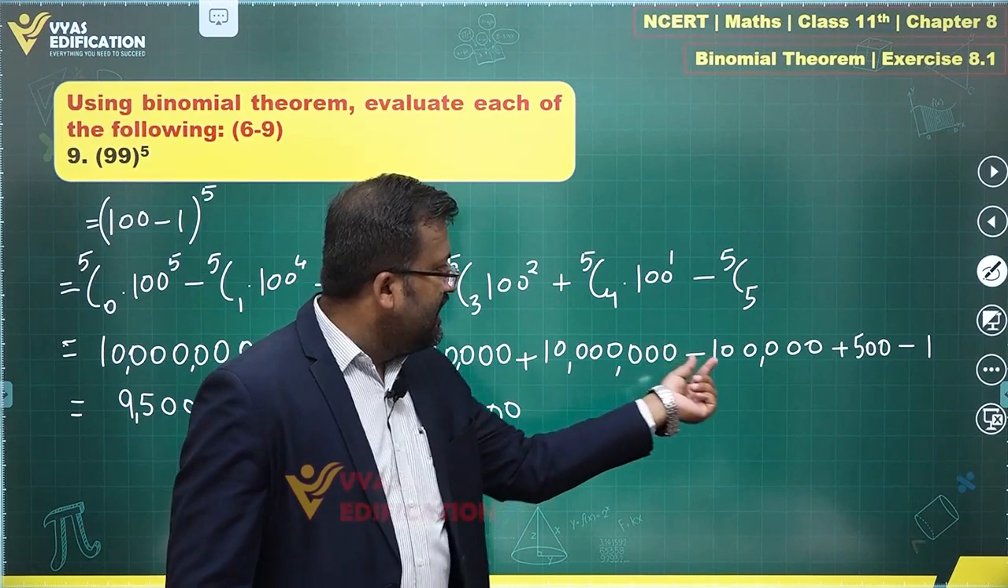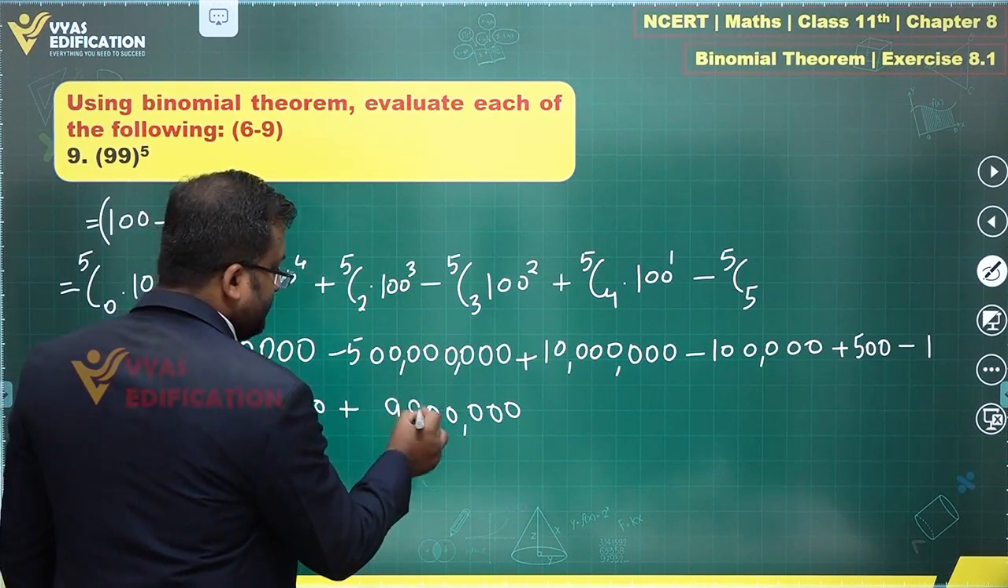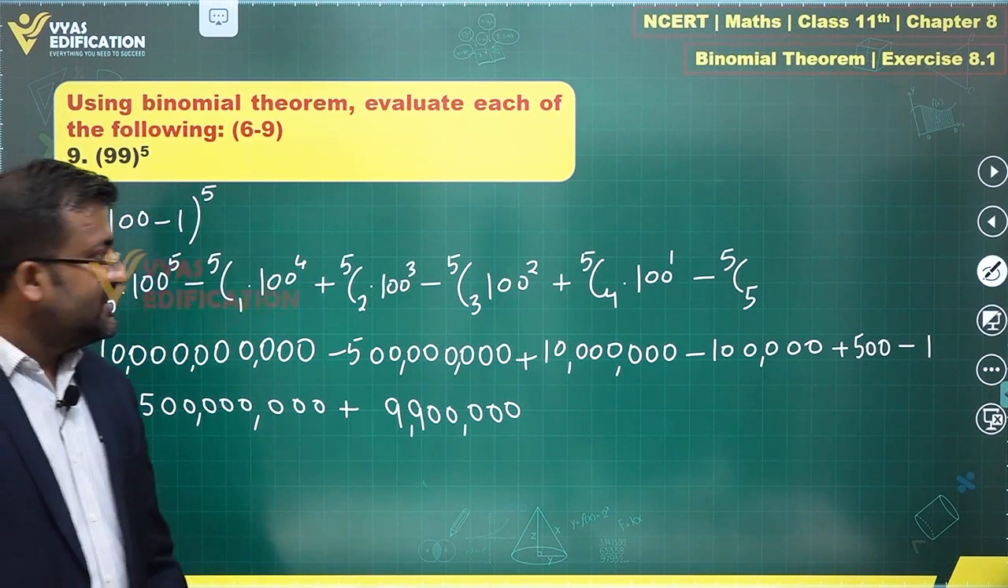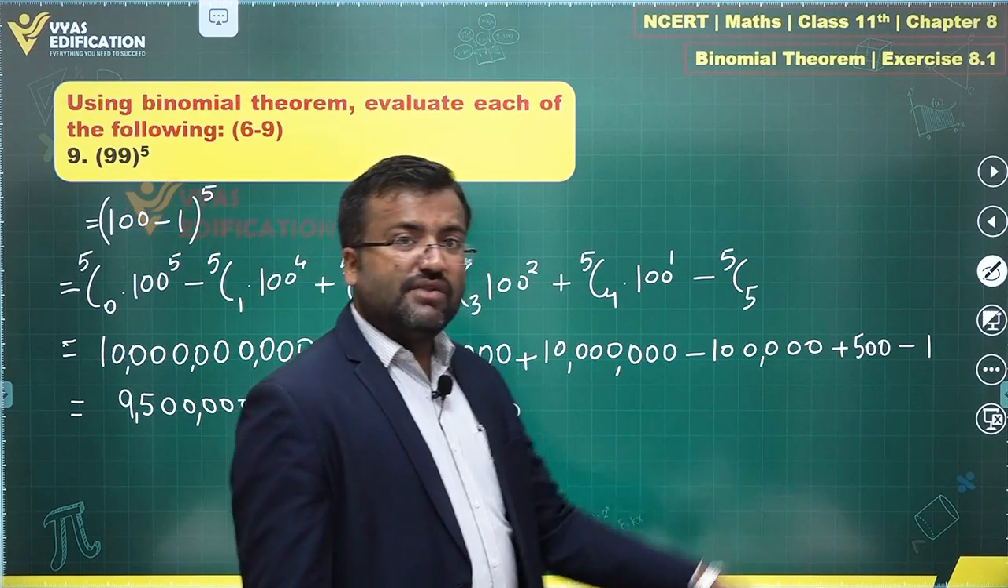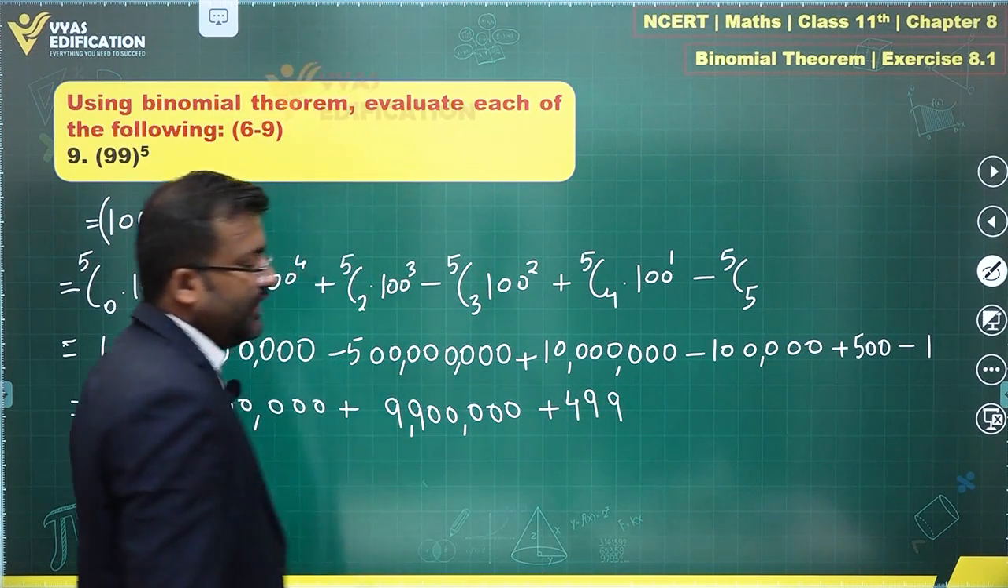You have 100 remaining. 100 minus 1 is 99 actually. This is what you have, right? This is what you'll have. Is that okay? Yes. What is 500 minus 1? 500 minus 1 is 499. Take care of the calculations very carefully.